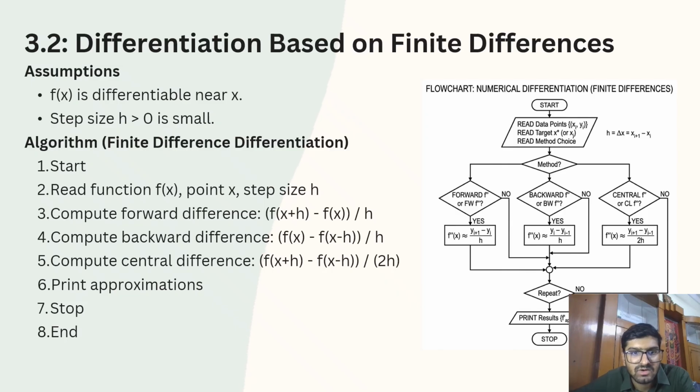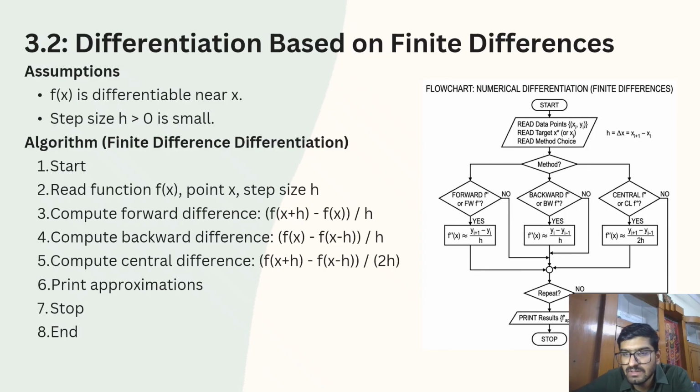Then we compute the forward difference, f of x plus h minus f of x, divided by h. We compute the backward difference, f of x minus f of x minus h, divided by h, and the central difference using f of x plus h minus f of x minus h divided by 2h. Then we print the approximate value and then stop.